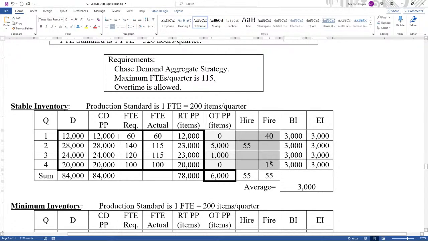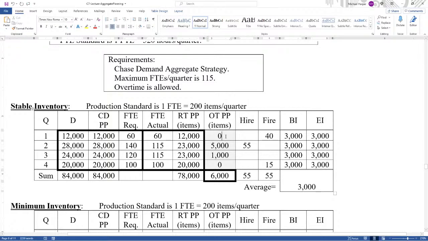Now the hiring and firing obviously comes from my actual FTEs, not from the required, because that's not going to happen. This is the FTEs that I'm actually hiring and firing from. Okay, so 60 to 115 is 55. This is 0. 115 down to 100 is 15. 100 down to 60 is 40. Okay, so that's the overtime for stable inventory for chase demand.